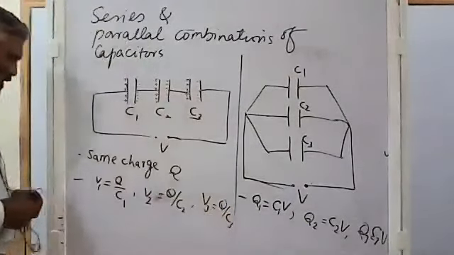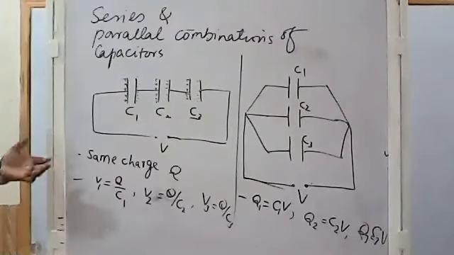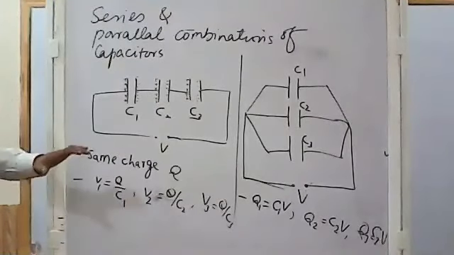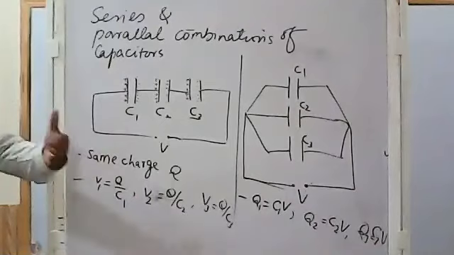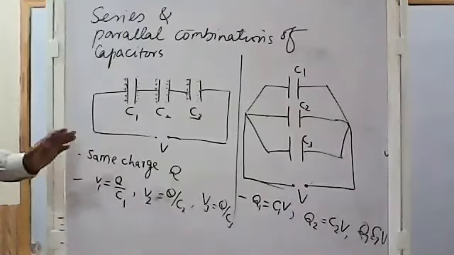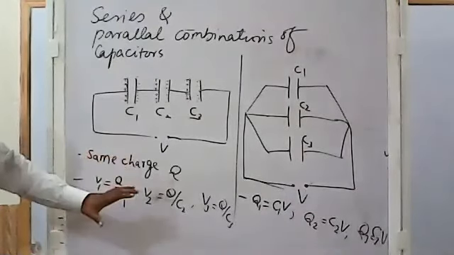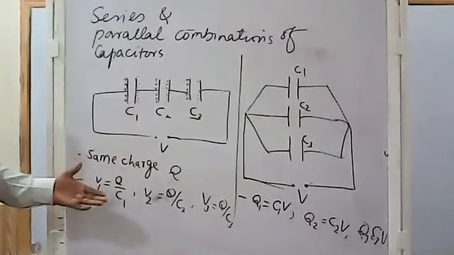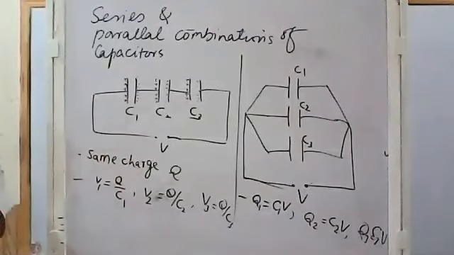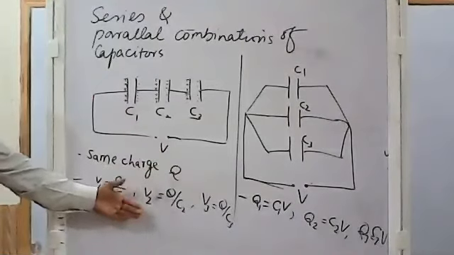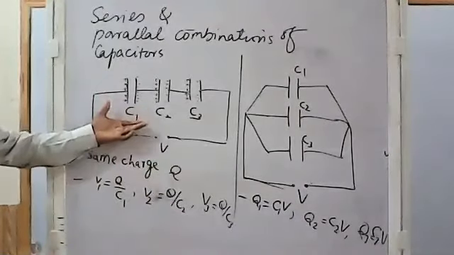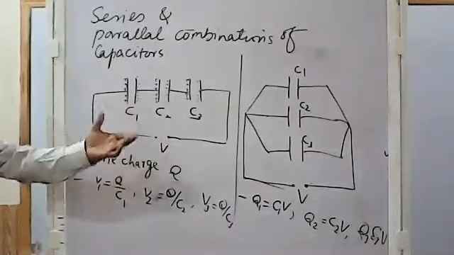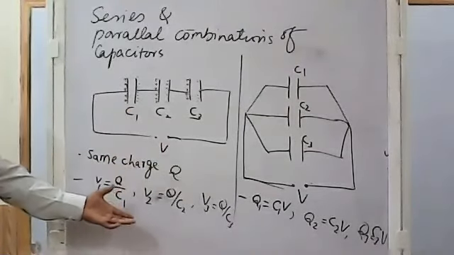So this is a very basic point about this. We'll move on from this in the next lecture. I close it here. These are two basic facts about these combinations of capacitors. We'll derive expressions for calculating the total energy stored, the total capacitance stored in these combinations.